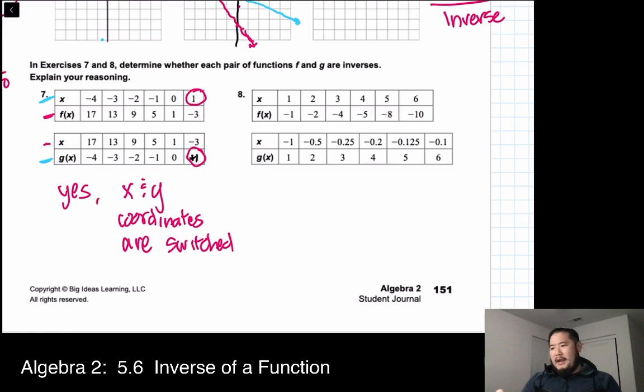If you take a look at number 8 right here, let's look at the values of x. 1, 2, 3, 4, 5, 6. I've got 1, 2, 3, 4, 5, 6. So that x looks good, right? The x and y have switched. But take a look right here. These numbers do not look the same, right? So simply put, no. The x and y coordinates are not switched. The x became y, but they're completely different numbers. So right there, they're just two completely different graphs. They are not inverses of one another.